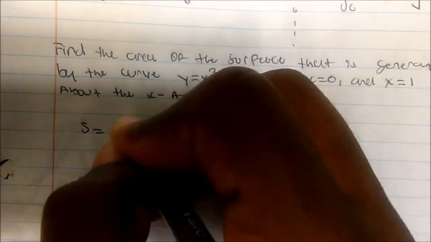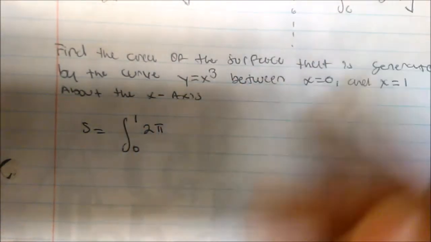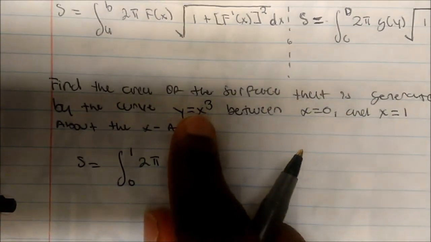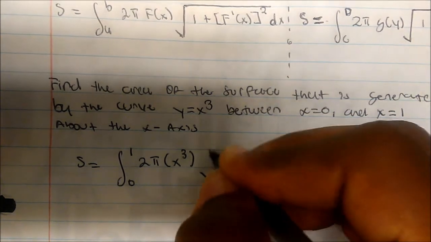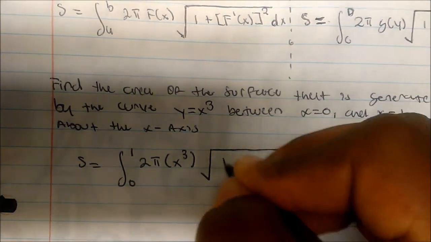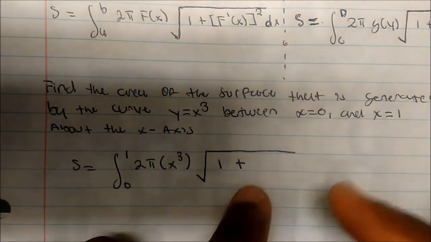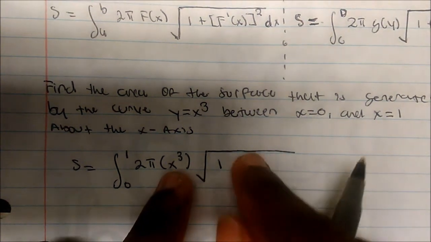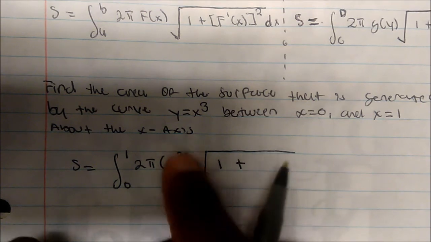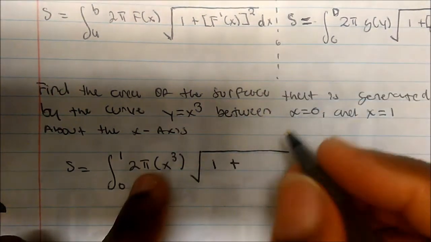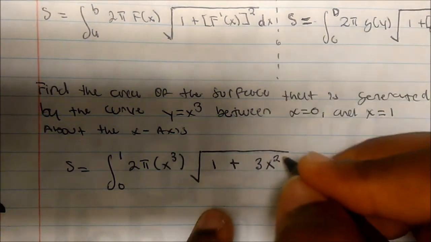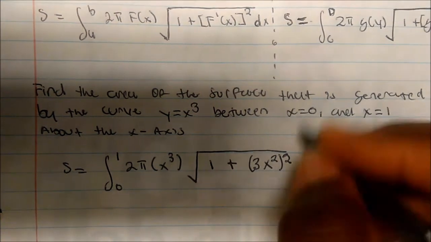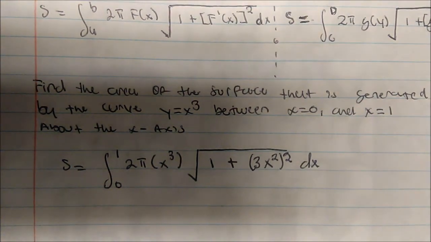My surface area is going to be the integral from 0 to 1 of 2 pi. What's my function? My function is just f of x, so that would be x cubed. We're going to multiply that by the square root of 1 plus the derivative of the function squared. If we take 3 down and subtract 1 from the exponent, the derivative is 3x squared. We square that, and we attach our dx here.